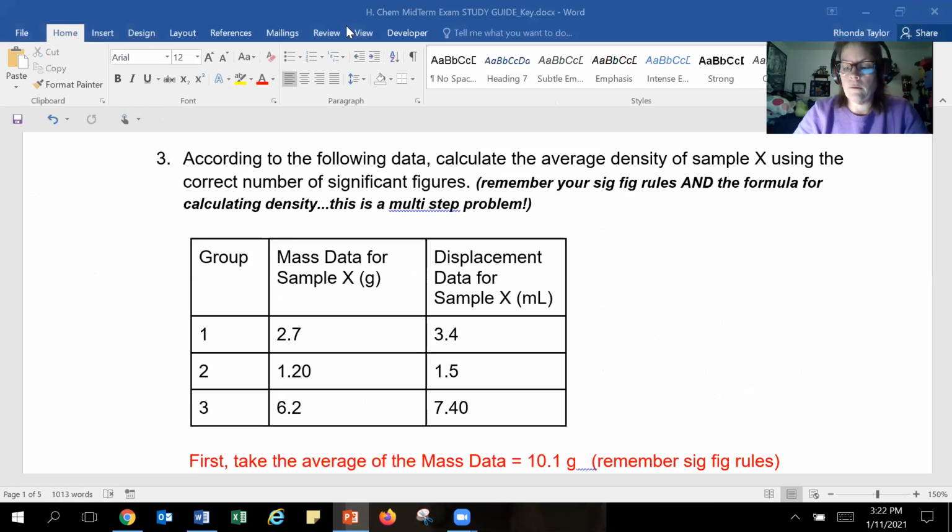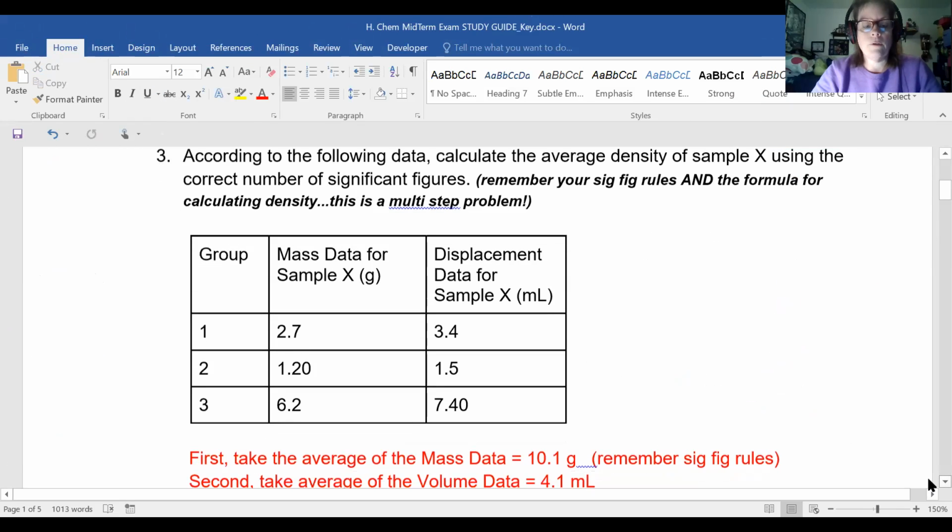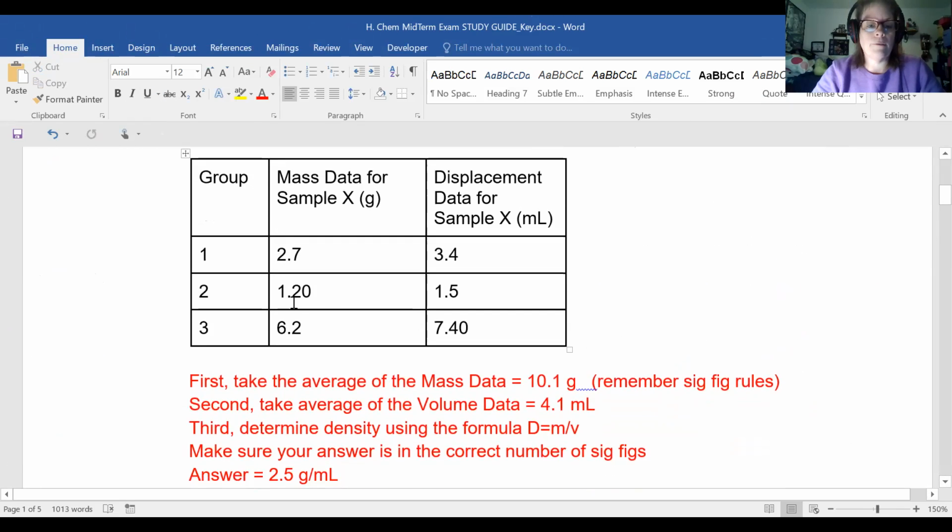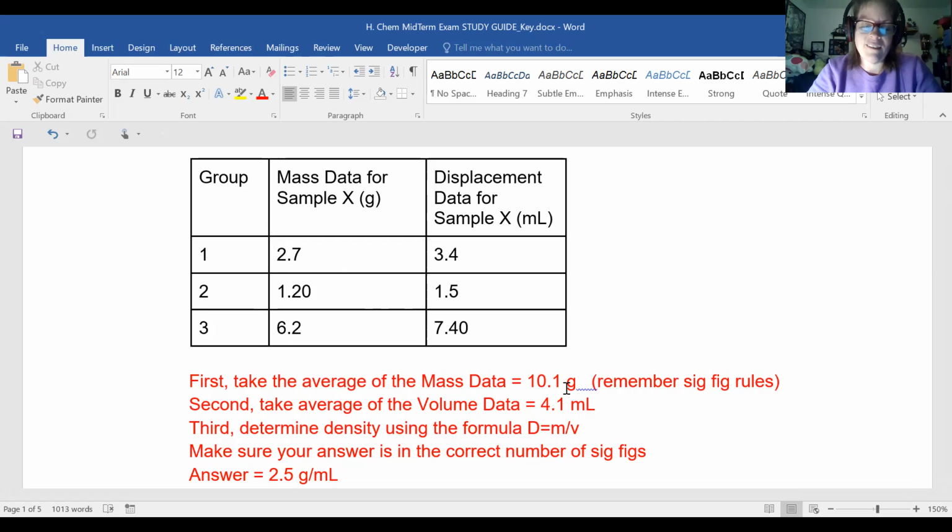So let's go back and take a look. The first thing you're going to want to do is add up your mass numbers and then divide by 3 to get your average mass, which I calculated as 10.1 grams. Remember, we had to add first, but then we divided by 3 to get the average. And when you're doing multiplication and division, the number with the least number of sig figs determines the number of sig figs in your answer. But let's look at that at the end, when we get to the final answer.